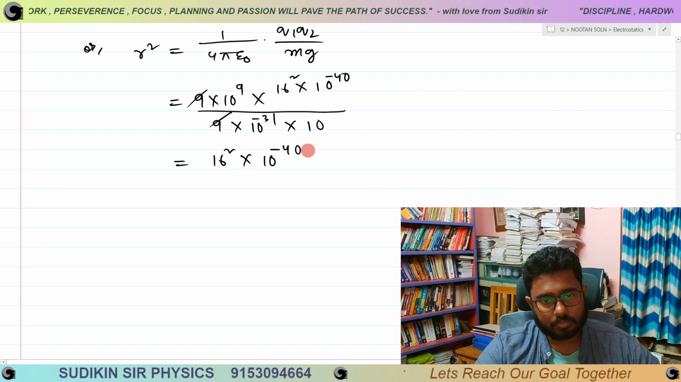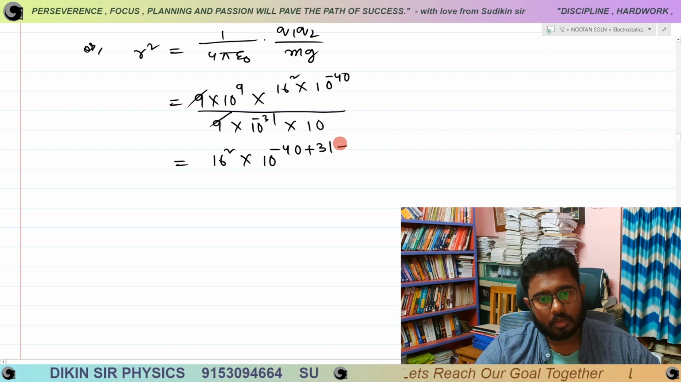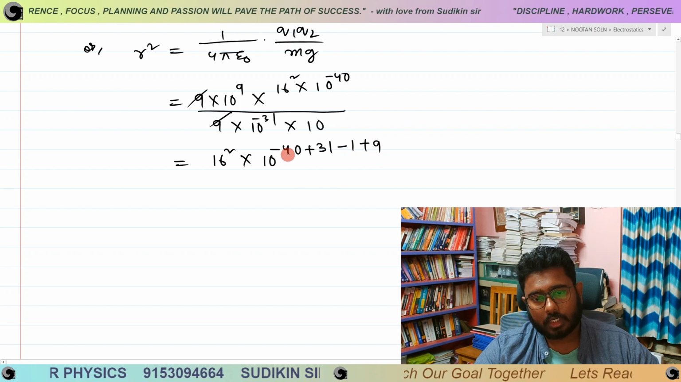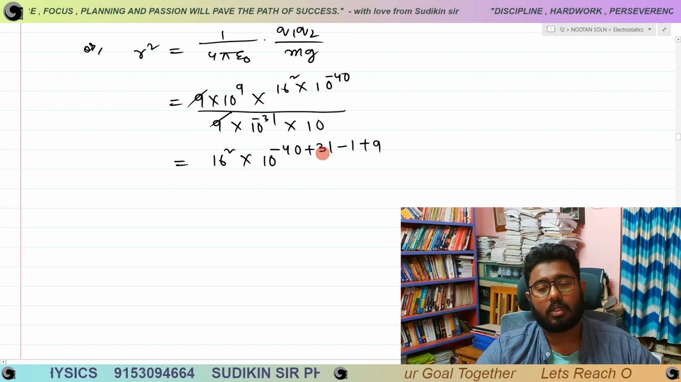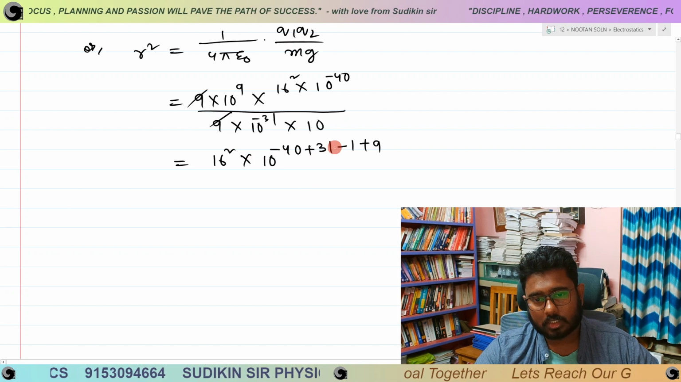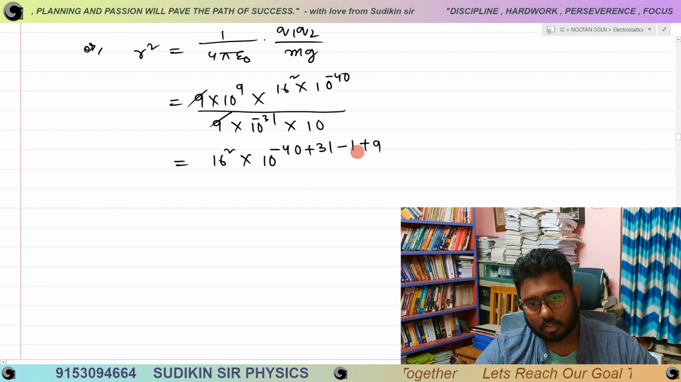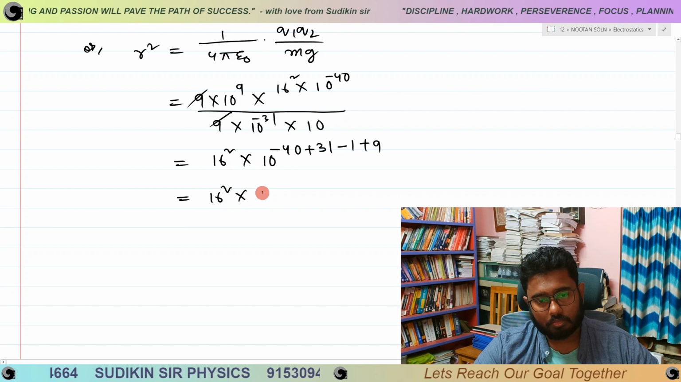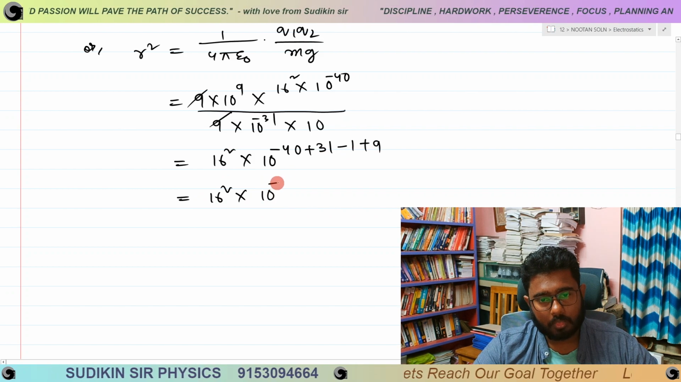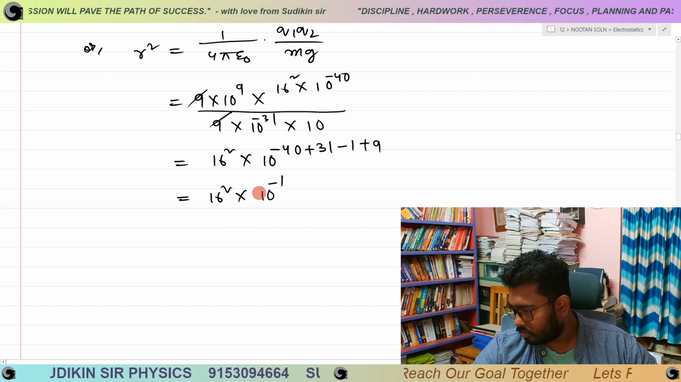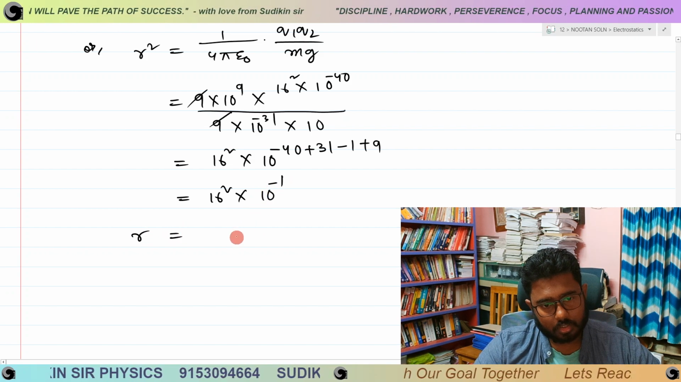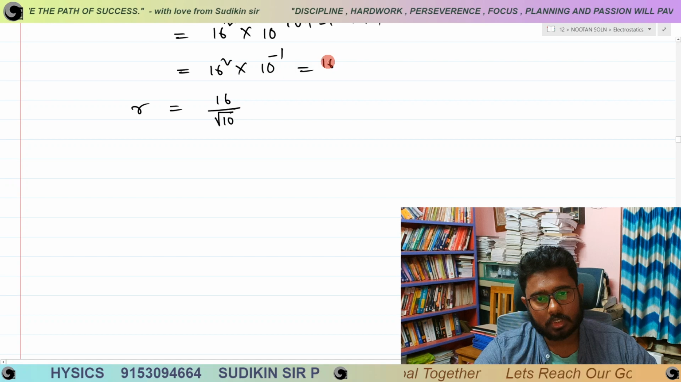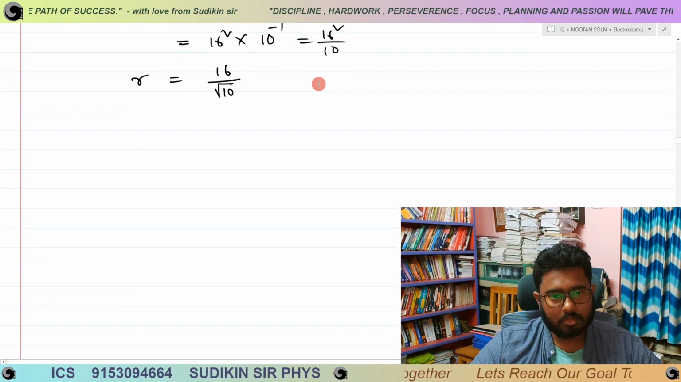10 to the power minus 40 plus 31, minus 1 plus 9. So minus 40 plus 31 is minus 9, minus 9 minus 1 plus 9 is minus 1. So that is coming out as 1.6 square into 10 to the power minus 1. So r will be equal to 1.6 by root over 10, because 10 to the power minus 1 means this will be 1.6 square by 10, right? So 1.6 by root over 10.